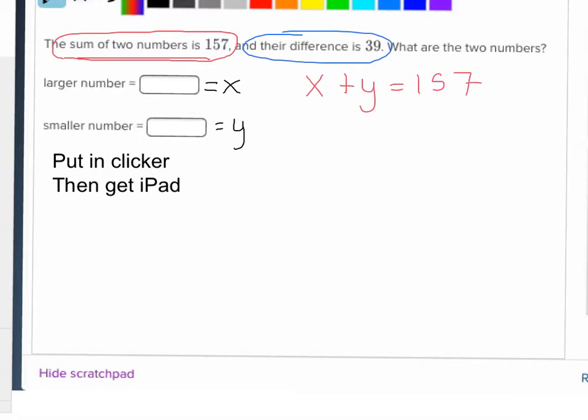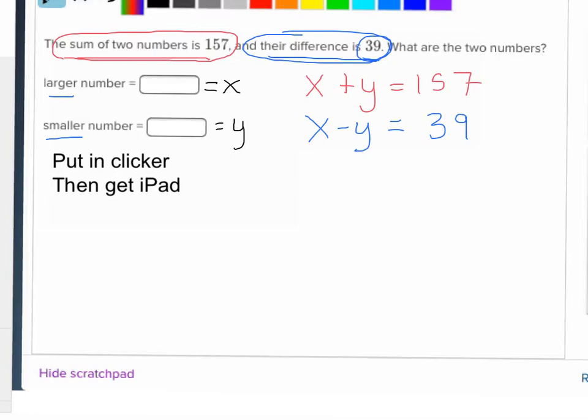And then in the second scenario, it says their difference is 39. Now, the reason I know it's going to be x minus y right here is because my answer is 39. Well, if I did a small number minus a large number, I'd get negative, wouldn't I? And so I know it's going to be x minus y equals 39. And so I've set up each scenario into an algebraic equation.